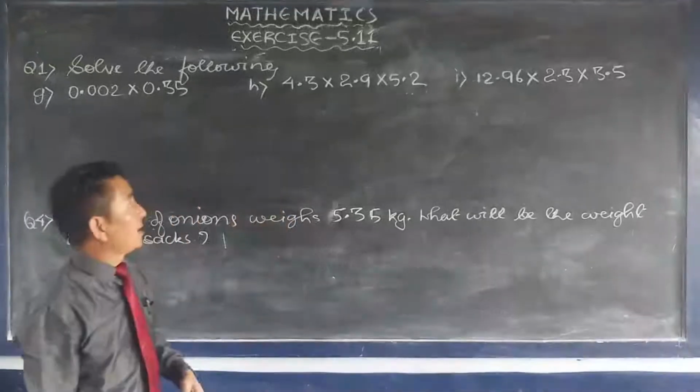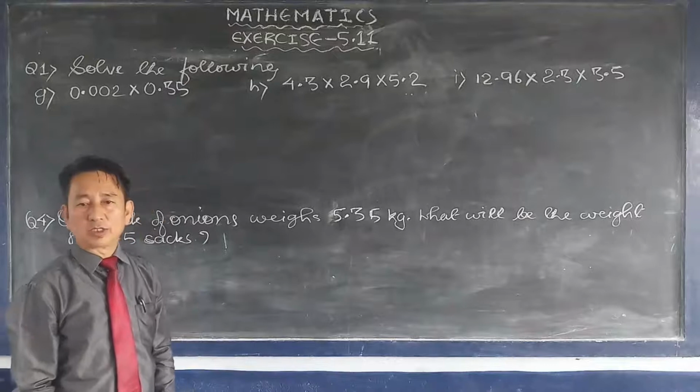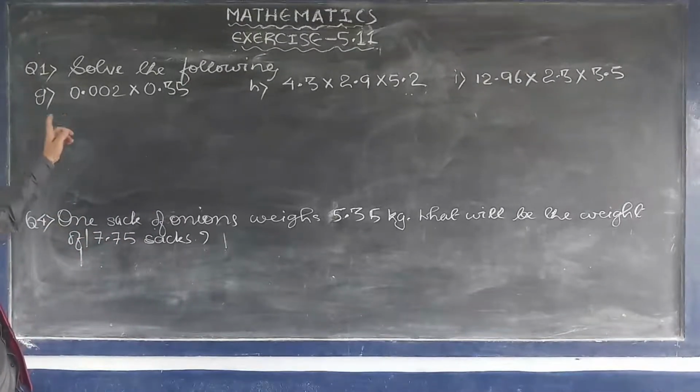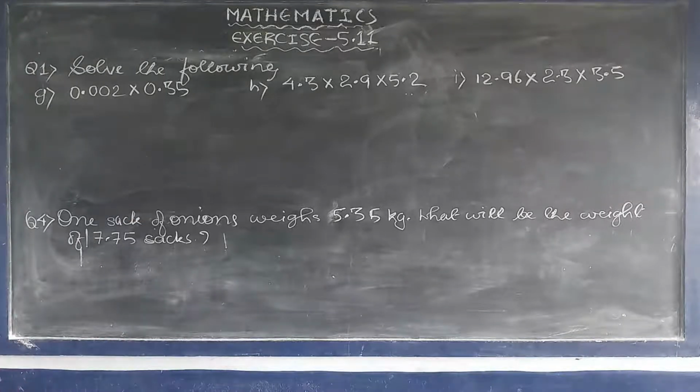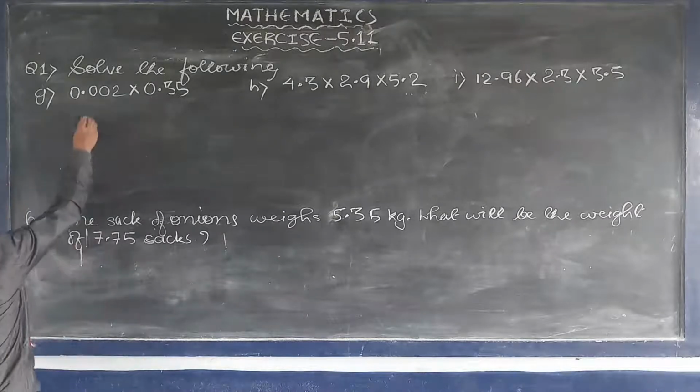Now here we have exercise 5.11. For this you can refer to page number 102 in your textbook. Question number 1, solve the following. Here 0.002 is multiplied by 0.35.